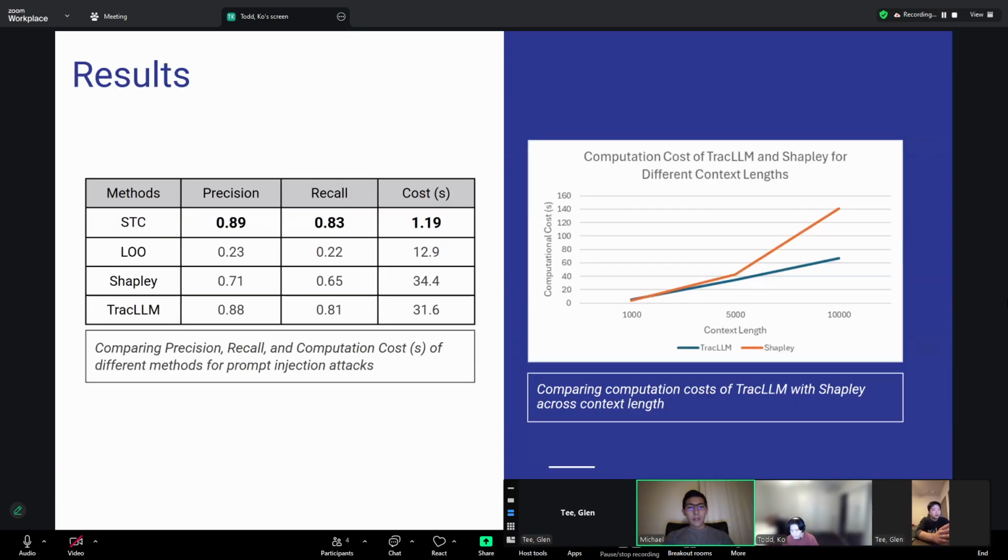Here we have a table comparing all the context traceback methods. As you can see, STC actually performed the best and also had a significantly lower computational cost. Looking at the graph to the right, TracLLM does cost less than Shapley for long context lengths, but overall STC performed the best.